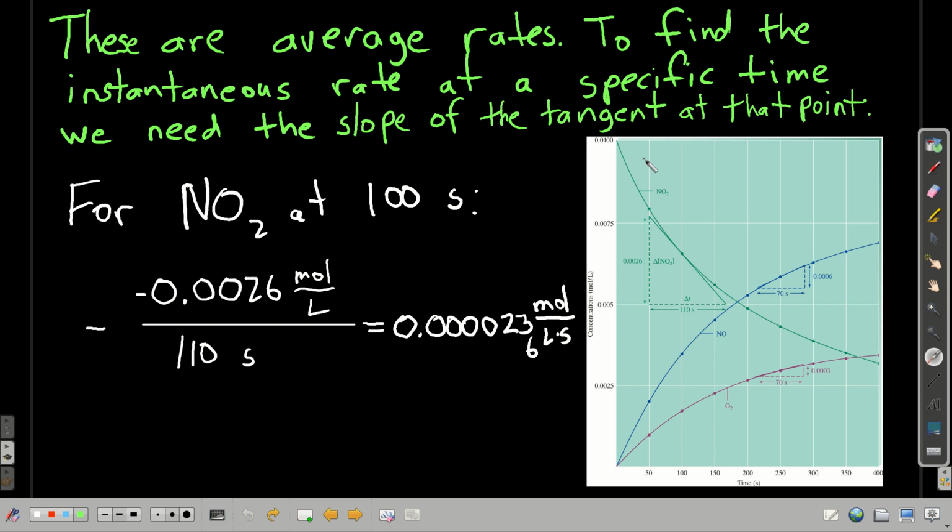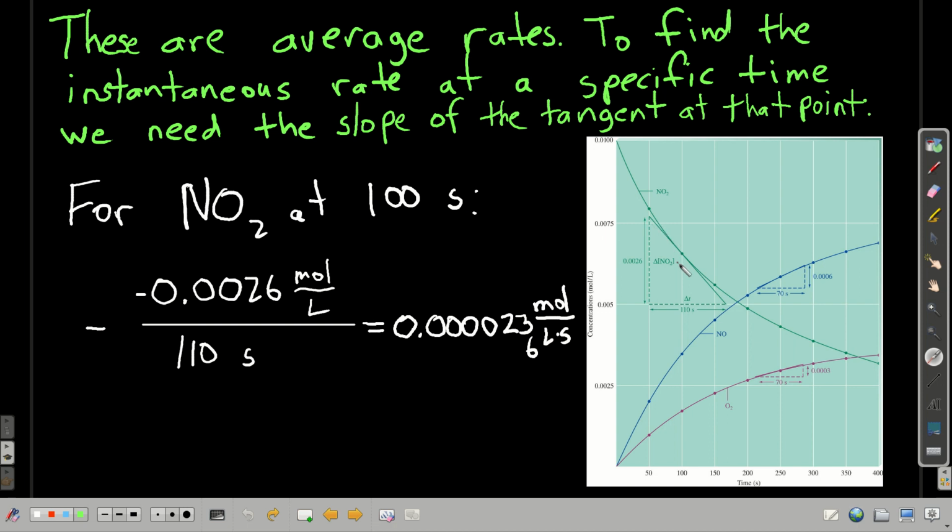If we want the rate at a specific instance, called the instantaneous rate, what we need to look at is the slope of the tangent line at that point. For instance, here, at 100 seconds, if we were to draw the tangent line to the curve for nitrogen dioxide at that point and find its slope, rise over run, all that good stuff, plug it in, we would get a different number, 2.4 or so times 10 to the minus fifth moles per liter per second. Notice, again, because this is a reactant, we put the negative sign in front.